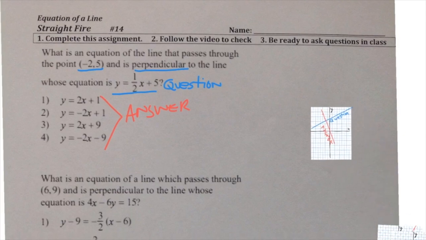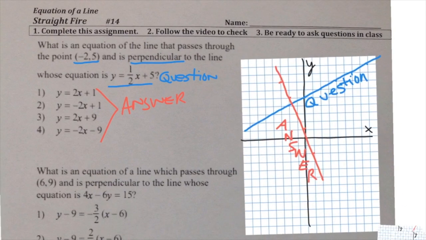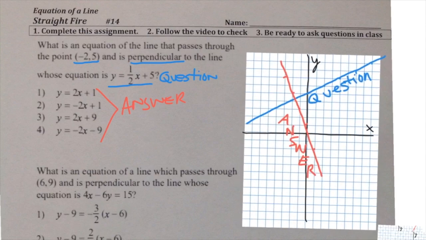So here's my graph. This is an example of my graph for question number 1. Let's start off with the one that was the question, and you can see that I graphed it by taking the y-intercept, which is 5, and then I went up 1 over 2, up 1 over 2 for my slope. So I do know that the slope in the question is 1 over 2. So I know that my answer has to have a slope that is the negative reciprocal. So flip the fraction and change the sign, and I'm looking for the slope that is negative 2.